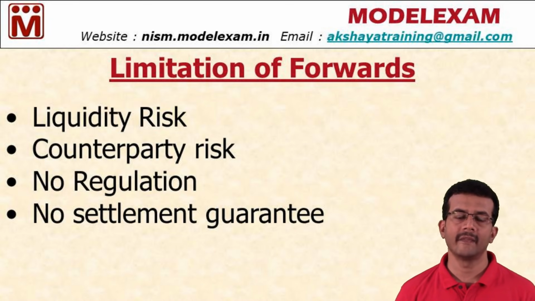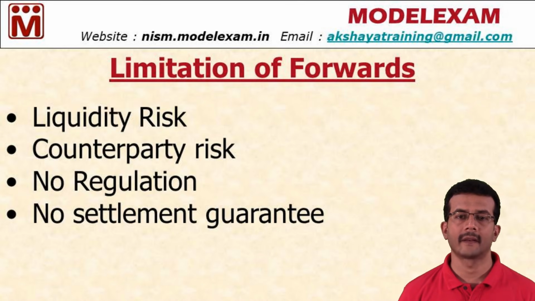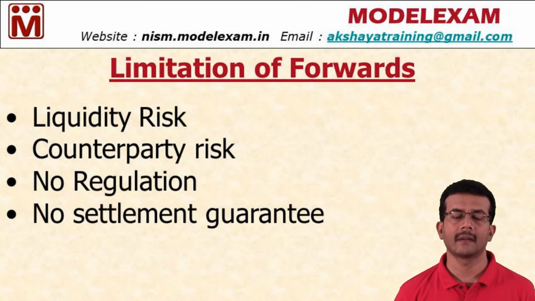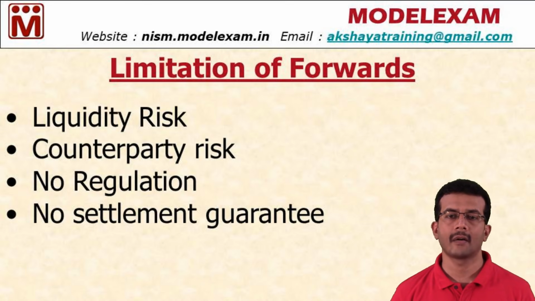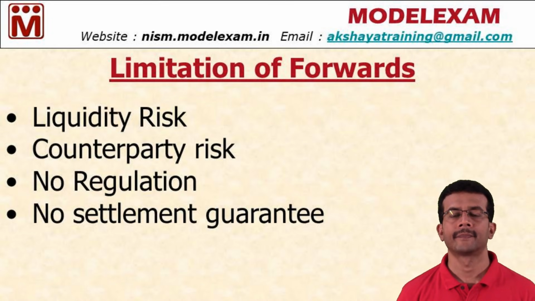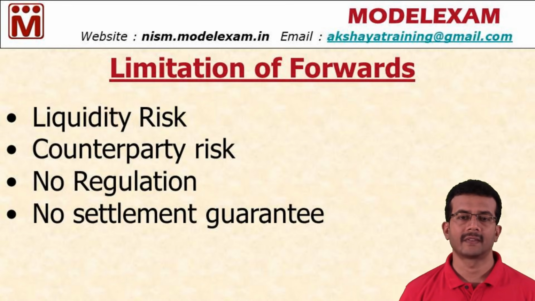Now, let us take the previous example, the farmer and the wholesaler. The farmer cannot reverse his decision that is made on the agreement, and the wholesaler cannot go back on that agreement. The wholesaler already agreed to buy 10 tons of wheat after 3 months. He cannot go back on that agreement, and the farmer cannot go back on his agreement. So, it is not possible to reverse the contract. So, that is the liquidity risk here.